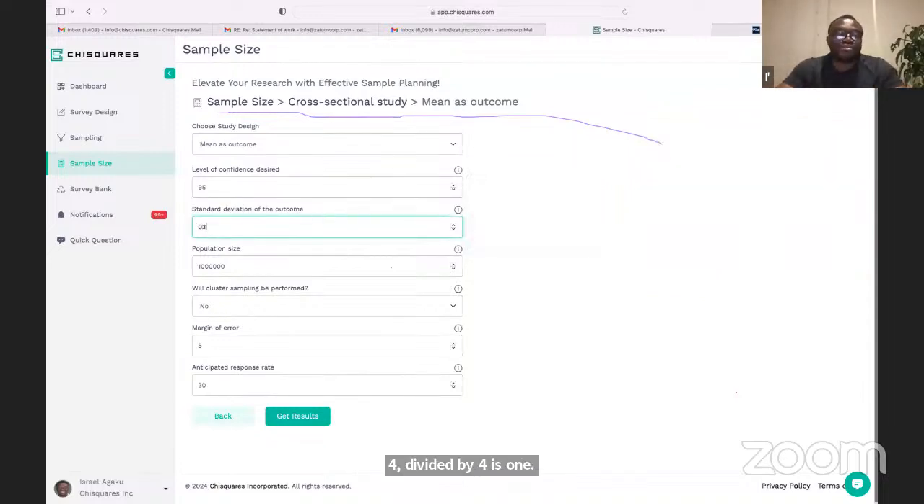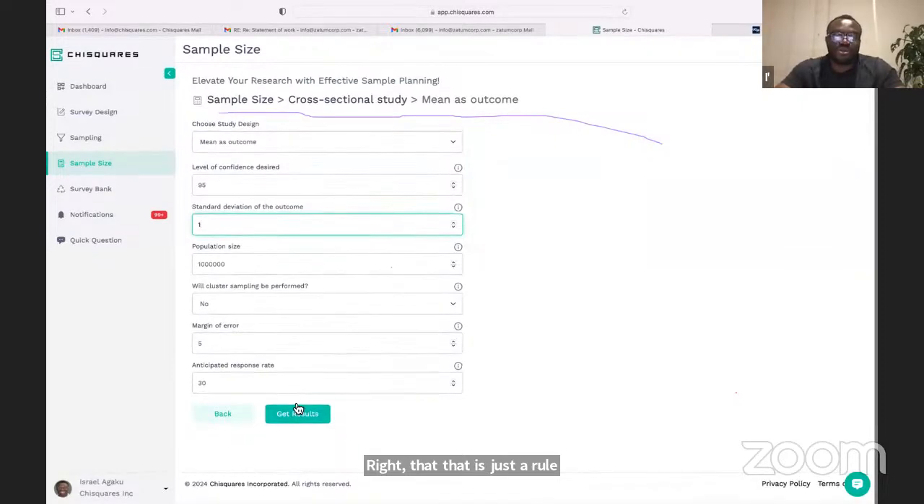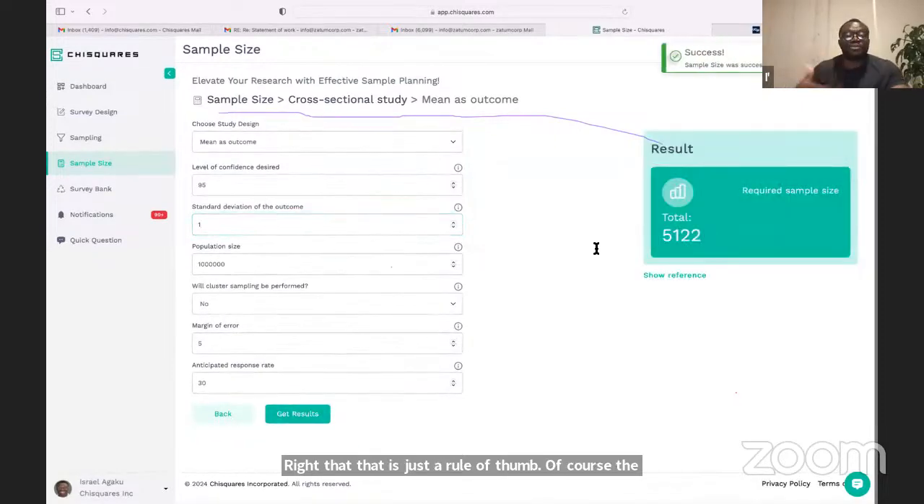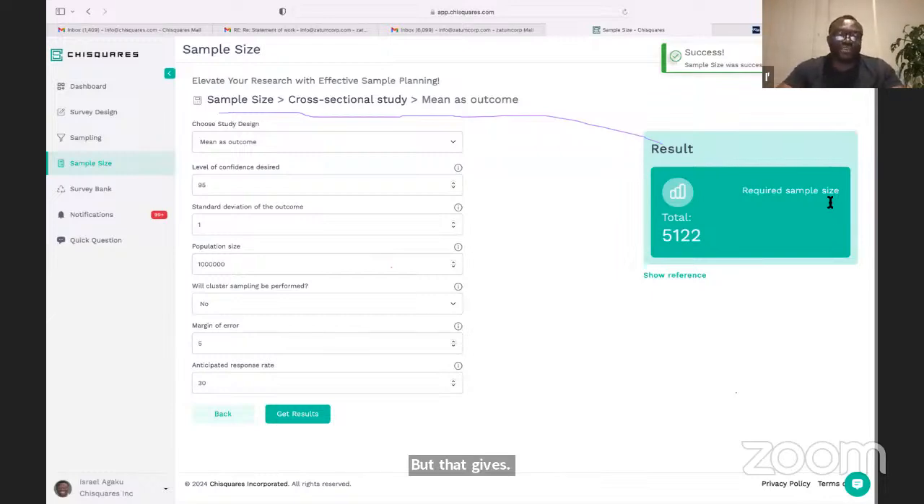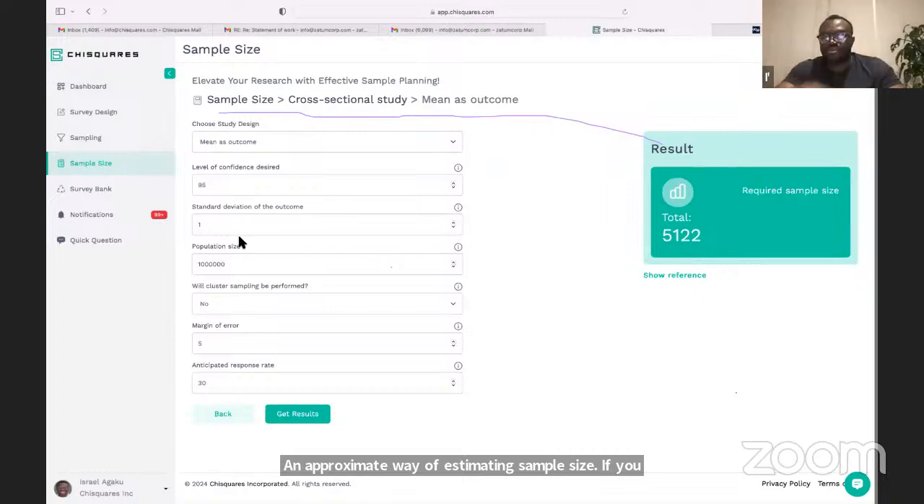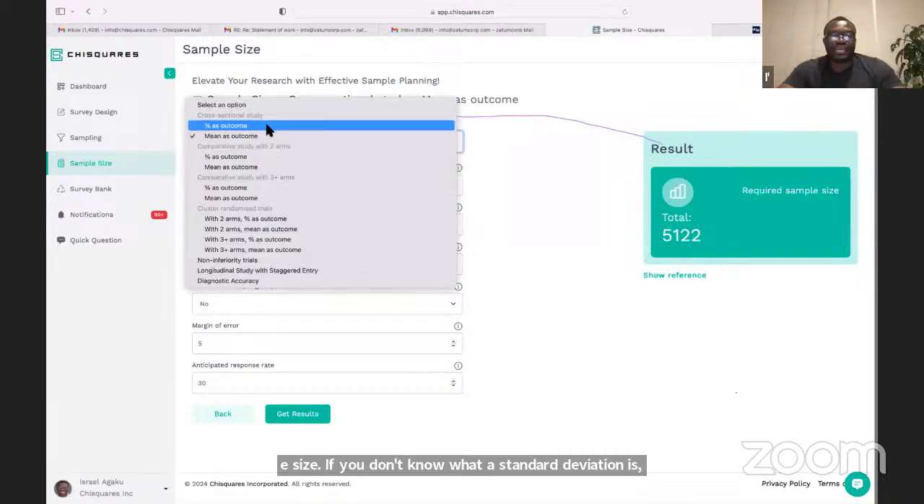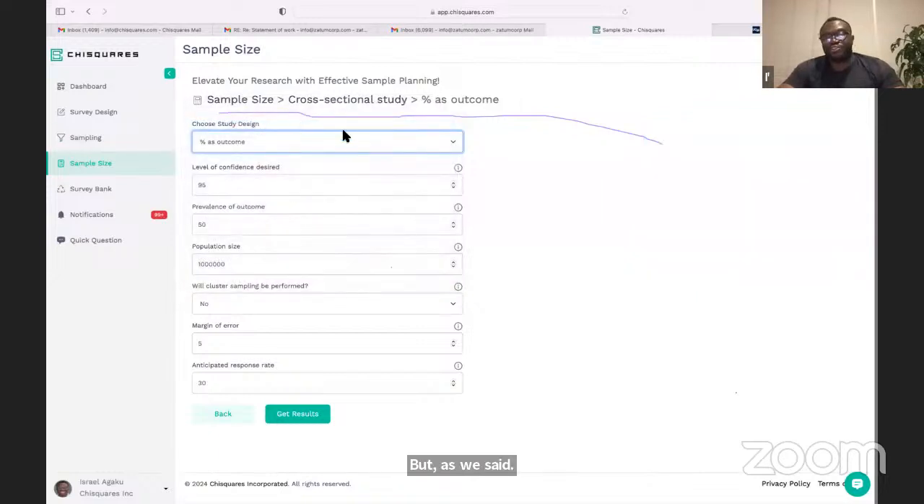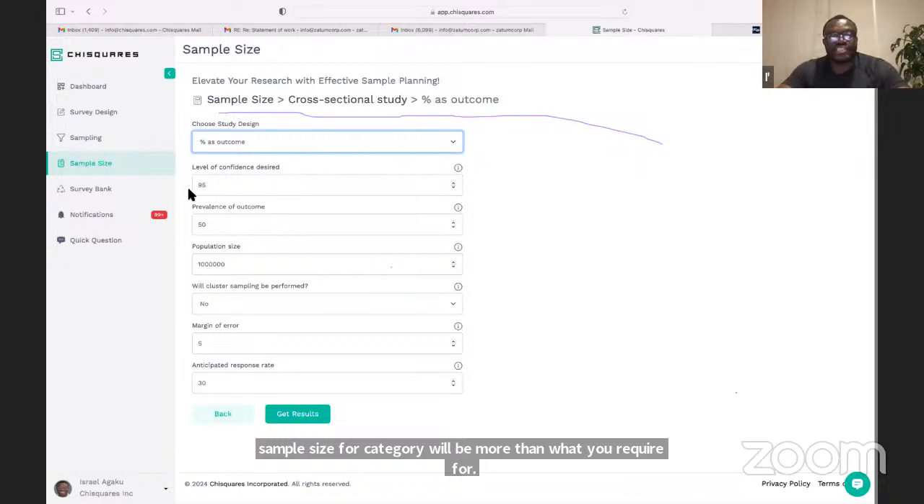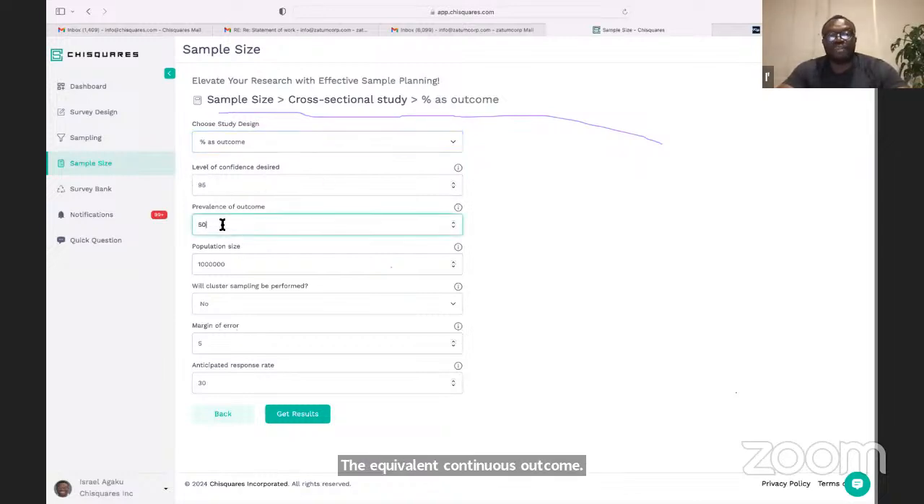That is just a rule of thumb. Of course, the rule of thumb is that there's no rule of thumb, but that gives you an approximate way of estimating sample size if you don't know what the standard deviation is. But you can try and supply the exact value to get more precise results. But as we said, if you're not sure what to use and want to be more conservative, you can use categorical outcomes, because the sample size for a categorical outcome will be more than what you will require for the equivalent continuous outcome. And in this case, you provide these parameters here, including the prevalence of the outcome.